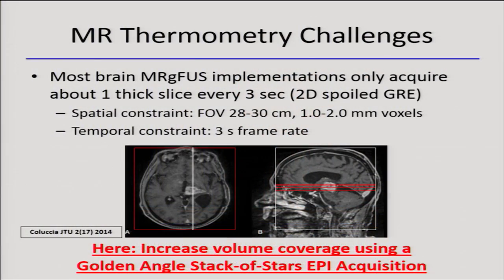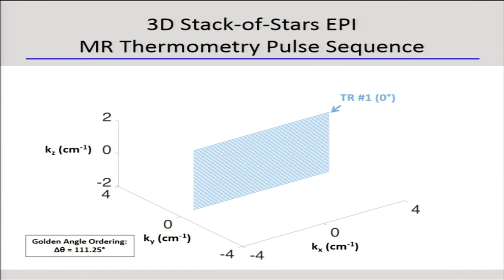Most brain MRgFUS implementations only require about one or a handful of thick slices about every 3 seconds, making volumetric thermometry very elusive. This limitation primarily arises from a number of constraints, namely, if we want to increase our frame rate or acquire images more quickly, we typically need to sacrifice either our voxel size or our volume coverage. So in this talk, I present a new pulse sequence for increasing volume coverage using a golden angle stack of stars 3D EPI pulse sequence.